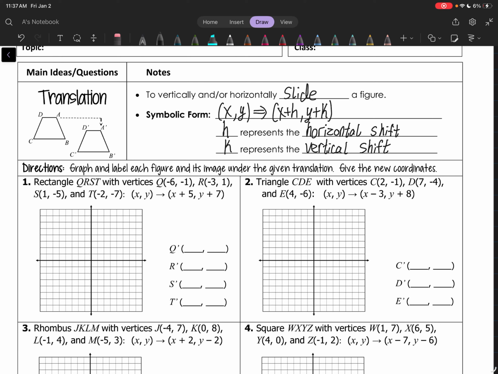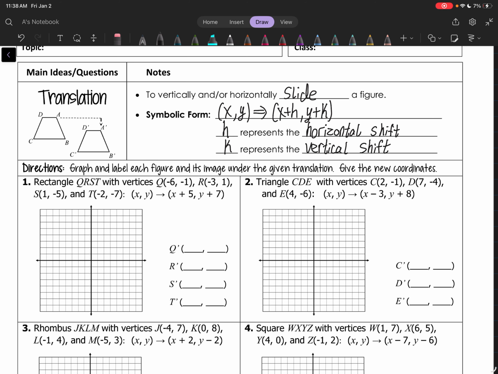Good day. Today in our transformations unit, we're going to look at translations. This is sliding the figure. We're just moving it vertically or horizontally. Now the way that we move this is if we have coordinates x, y, we're going to move them by x plus h and y plus k. H is the horizontal shift, k is the vertical shift.